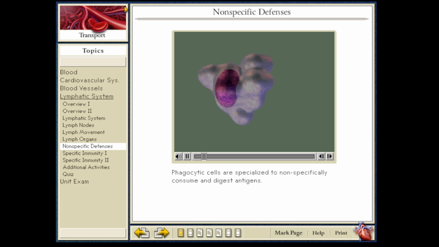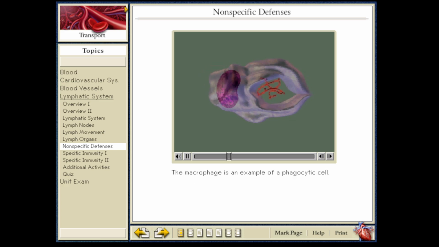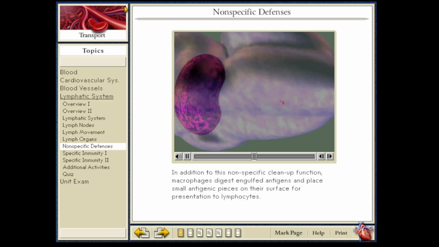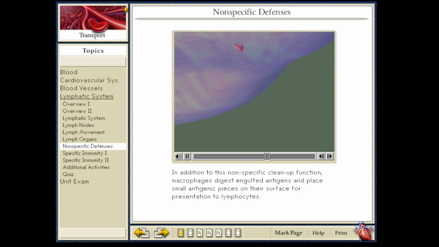Phagocytic cells are specialized to non-specifically consume and digest antigens. The macrophage is an example of a phagocytic cell. In addition to this non-specific cleanup function, macrophages digest engulfed antigens and place small antigenic pieces on their surface for presentation to lymphocytes.